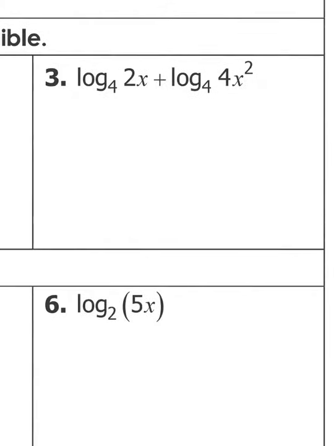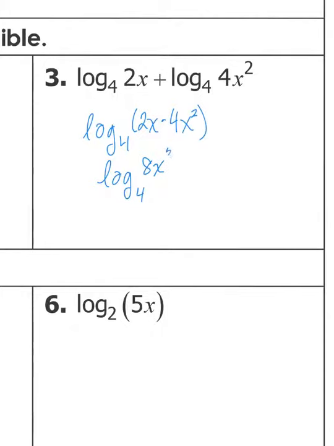So for number 3, we're going to have log base 4 of 2x times 4x squared. So remember, we're going to multiply coefficient to coefficient, like base to like base. When we multiply like bases, we add the exponents. So you end up with log base 4. 2 times 4 is 8. x to the first times x squared, if you add those exponents, is x to the third.